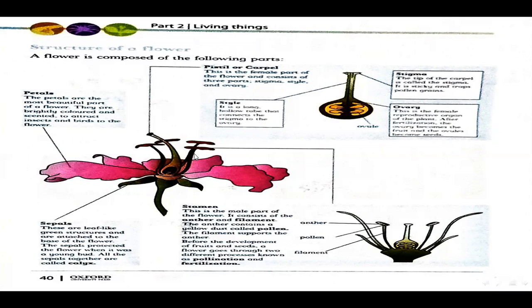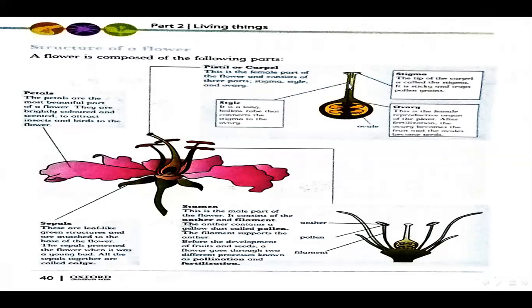also. Here you see the pistil, this one. This is the female part of the flower and consists of three parts. They are called stigma, style, and ovary. Here you see the stigma. The tip of the carpel is called the stigma. It is sticky and traps pollen grains.